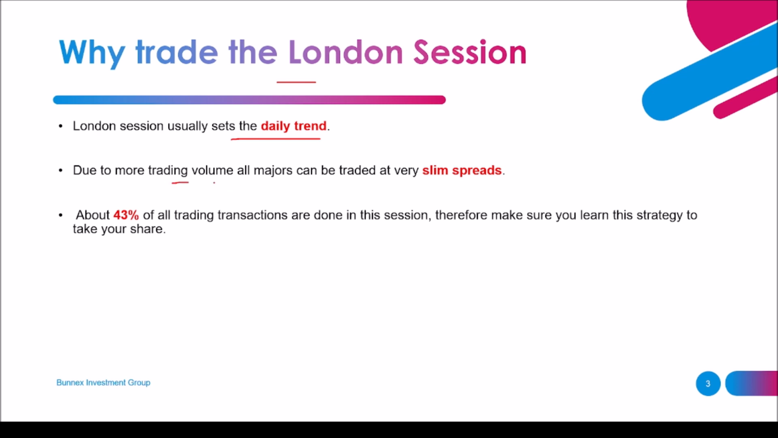Then due to more trading volume, all majors can be traded at very slim spreads. You'd see that the Asian session offers very high spreads because there is less trading volume. About 43% of all trading transactions are done in this particular session. Therefore, make sure you learn this strategy to take your share within the London session.